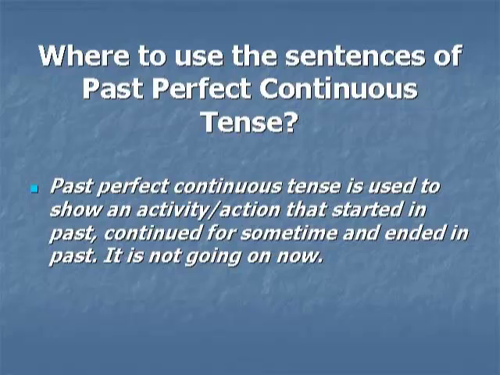Where to use the sentences of past perfect continuous tense. Past perfect continuous tense is used to show an activity or action that started in past, continued for some time, and ended in past. It is not going on right now.